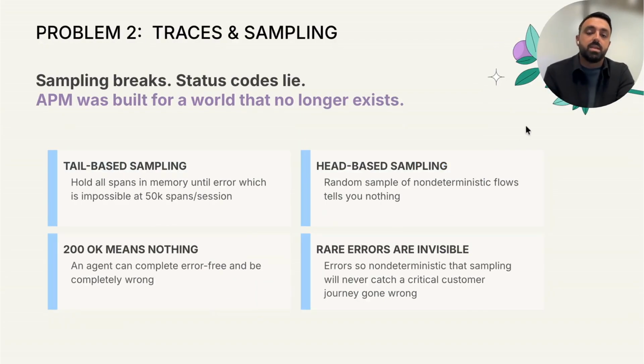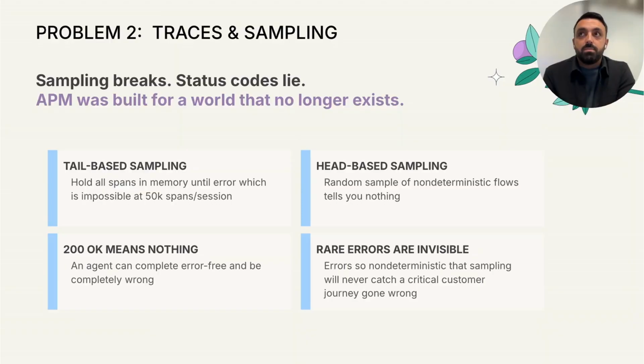The second problem is traces and sampling. Sampling breaks and status codes lie. APM was built for a world that no longer exists. Let's start with head-based sampling. A random sample of a non-deterministic agent flow tells you almost nothing. The one trace you keep may completely miss the reasoning path that actually mattered. Tail-based sampling isn't a real answer either, because now you're trying to hold tens of thousands of spans in memory, waiting to decide if something failed. At 50,000 spans per session, that falls apart pretty quickly.